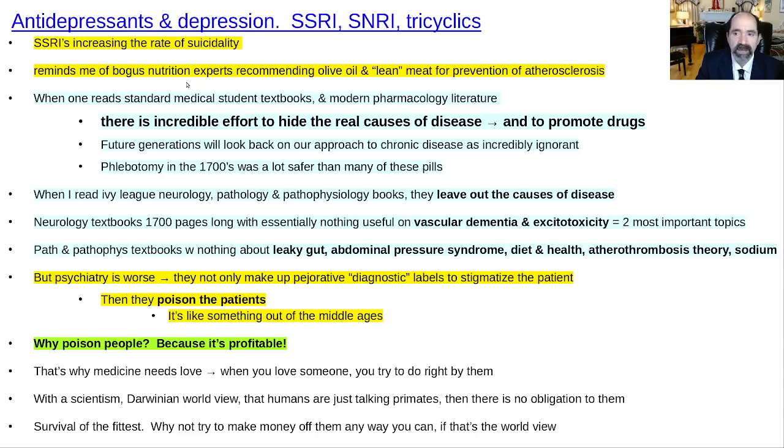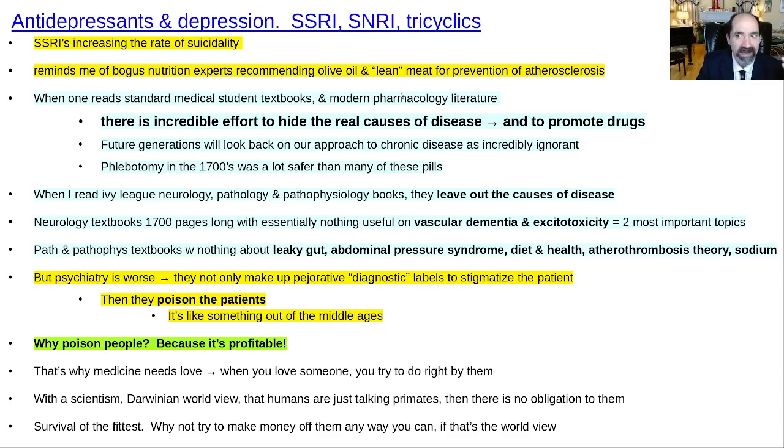SSRI is increasing the rate of suicidality. It kind of reminds me, in the nutrition world, you see somebody recommending olive oil and lean meat to prevent atherosclerosis. There's no such thing as lean meat. The so-called lean meat at your best is maybe about 25% fat, which is really fat.